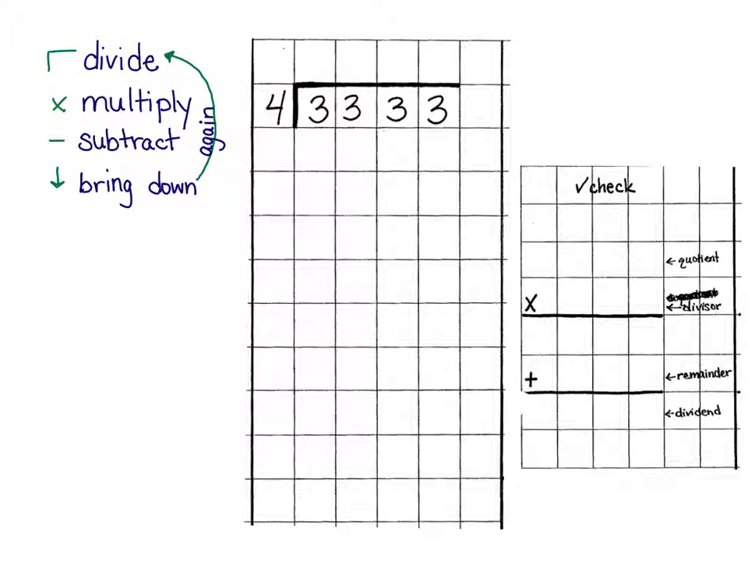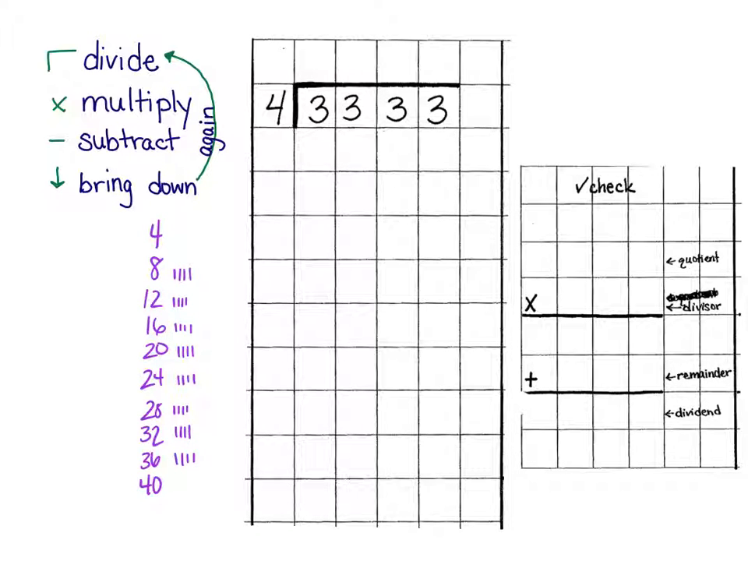3,333 divided by 4. So, we are going to say, does everybody know their multiples of 4? If you don't, you need to write them. So we're going to go 4, 8, 12, 16, 20, 24, 28, 32, 36, 40. And I can stop once I get to 4 times 10.